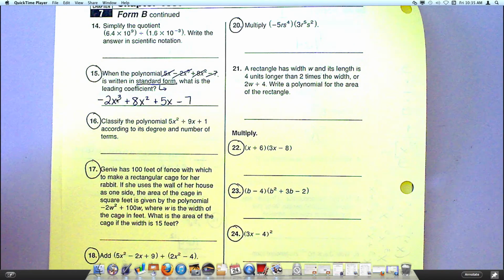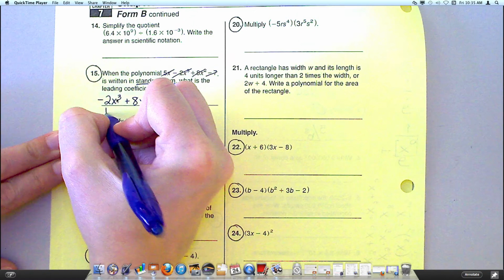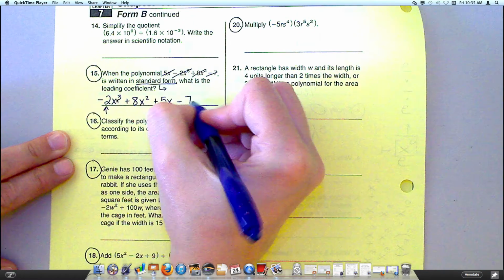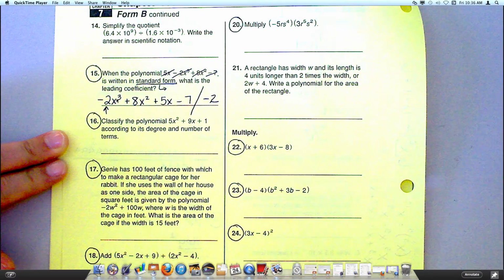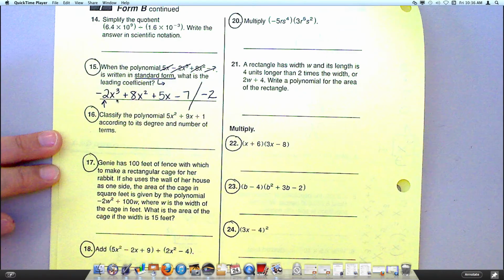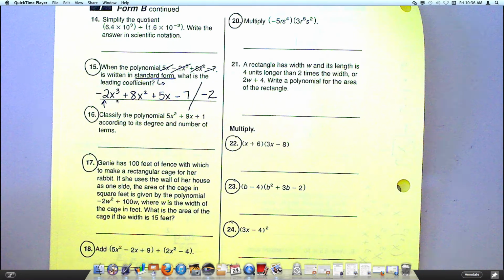The leading coefficient. Well, what does leading make you think? The first. And what's a coefficient? The big number in front of the variable. So our leading coefficient here is negative 2. Okay, so our answer is actually negative 2. But you have to do this first to get it. I like that. Good.